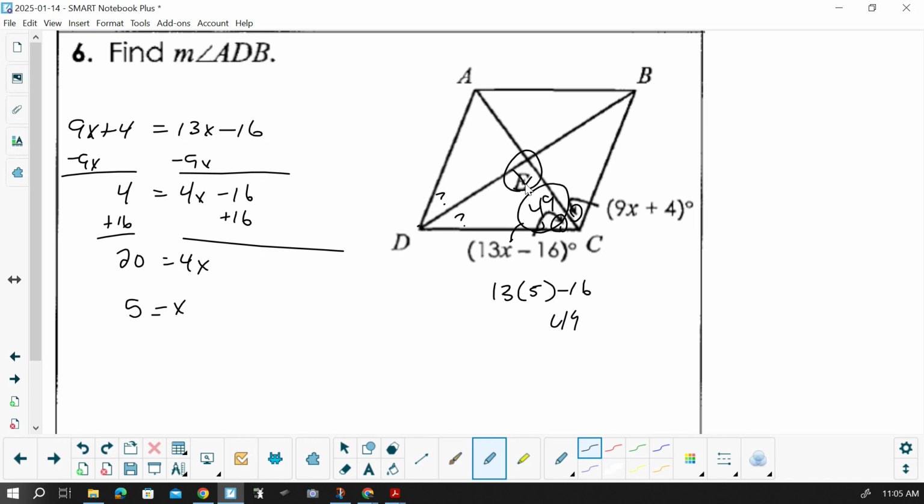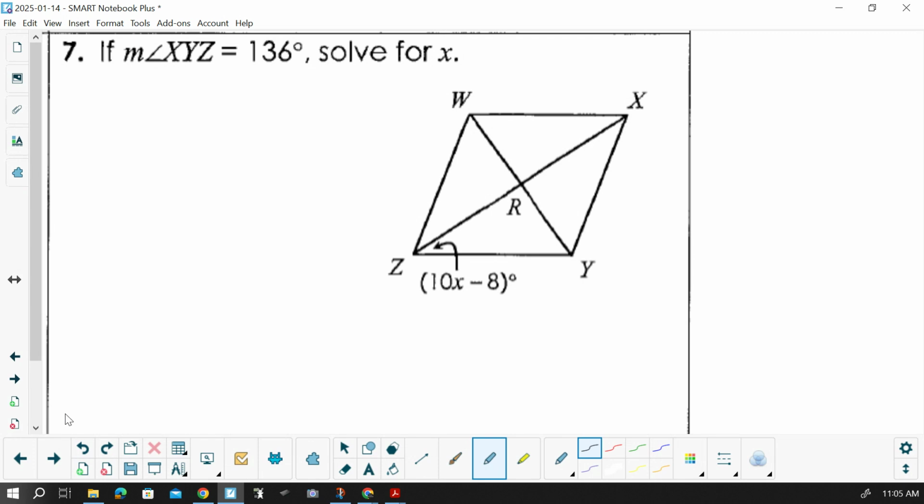I got this 90. So 180 minus that 90 is 90, minus that 49 would give me this one missing right here. That would be, let's see here, 41. 49 and 41 make 90. So 41 degrees is right here, which is the same as this one, which means ADB is 41.